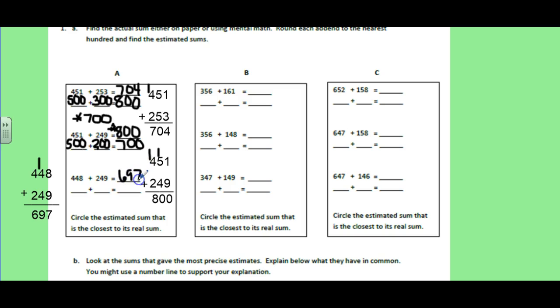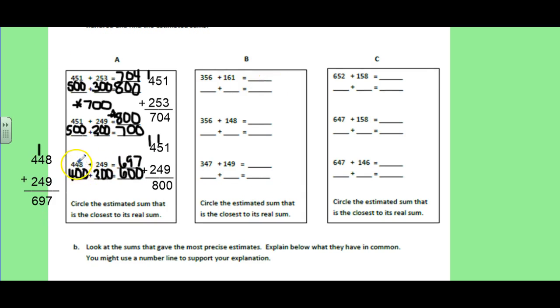So now what you're going to do is the same thing that we've been doing. Round 448 and 249 to the nearest hundred. Get those on those lines and then add that together to see what the estimated sum was. So go ahead and do that, and once you have that done, you can push play to check your answer. Okay, so 448 rounded to 400 and 249 rounded to 200. So when you take 400 plus 200, you get 600. And you can see that 600 is not close to 697 because that's 97 away.